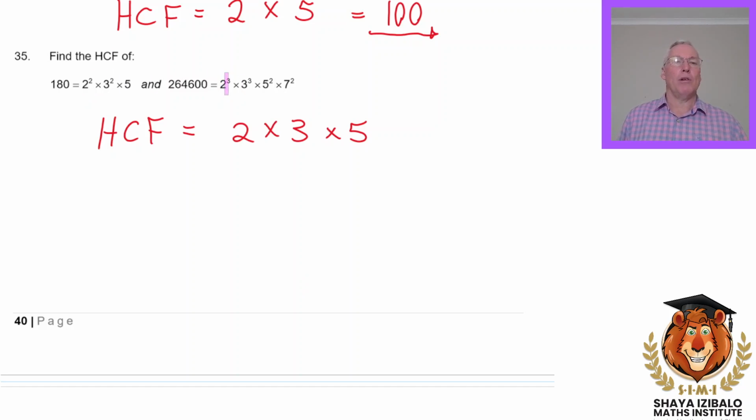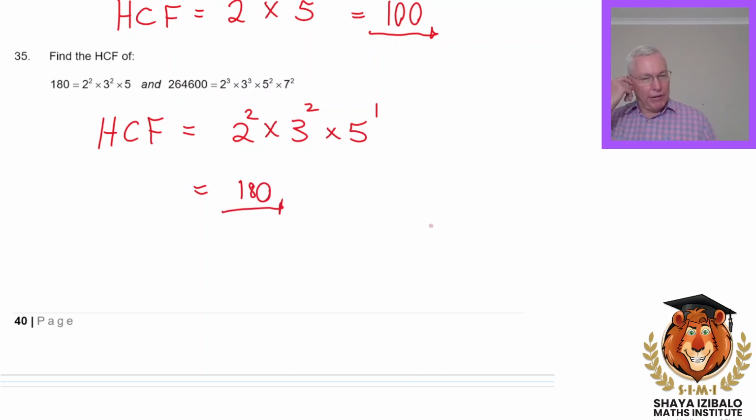So the smallest number of 2's is 2. The smallest number of 3's is also 2. And the smallest number of 5's is just 1 5. So in fact the highest common factor is actually going to be 4 times 9, which is 36, times 5, which is 180. But if you don't multiply it out, that's not a train smash. We need you to be able to think about how to find an HCF.